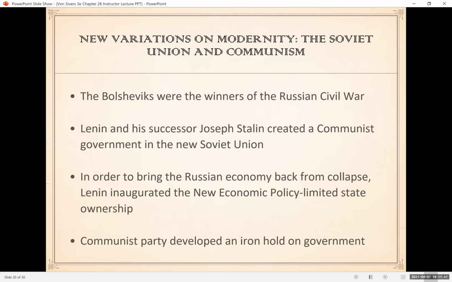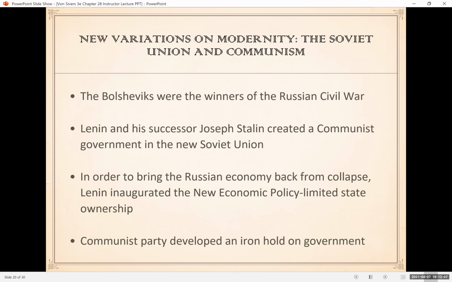Lenin dies in 1924, has a stroke and dies, and his successor, Joseph Stalin, takes a couple of years to become leader. It was either him or Lenin's second in command, Trotsky, and Stalin wins. Lenin did not want Stalin to win, but Stalin wins. He is now the leader of the Soviet Union.